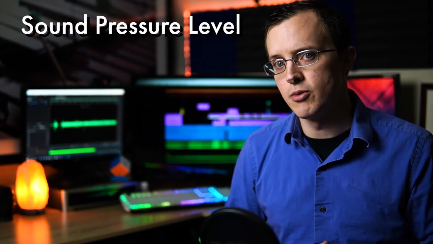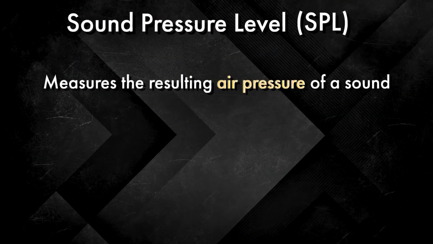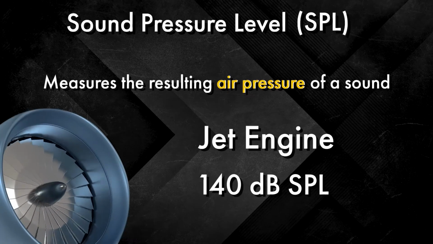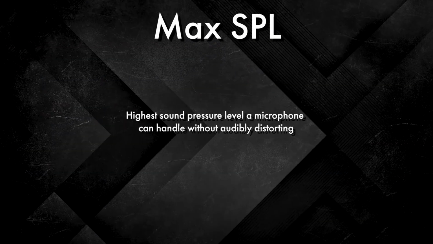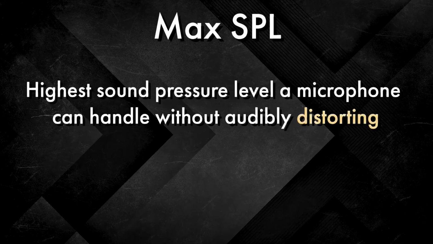In the first video of this series, I briefly mentioned sound pressure level, or SPL, which measures the resulting air pressure of a sound, for example, a jet engine at 140 decibels SPL. When looking at microphone specs, max SPL tells you the highest sound pressure level that a microphone can handle without audibly distorting. Now, you'd think that as percussionists, this would be super important.